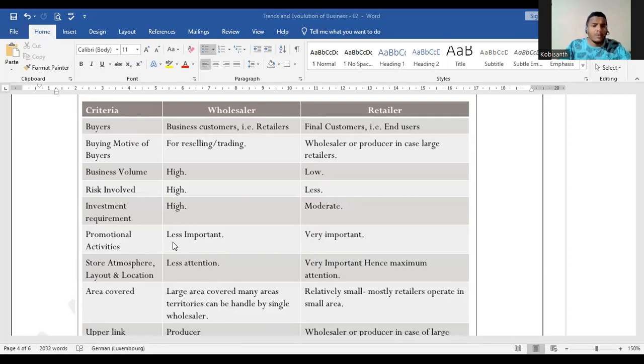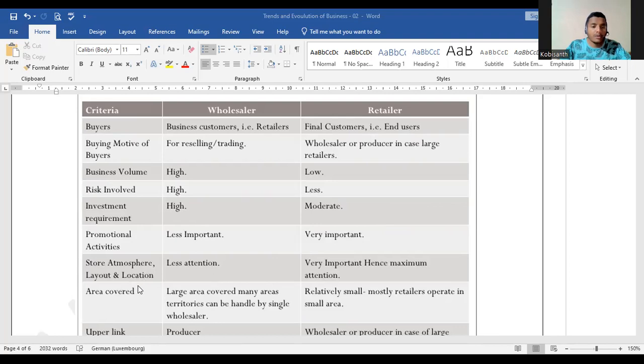Promotional activities, well, you don't have to do much in wholesale. When businesses want to buy things, they will come searching for you. But if you're a retailer, well, you will have to do more promotions. You have to market yourself in order to attract more customers.